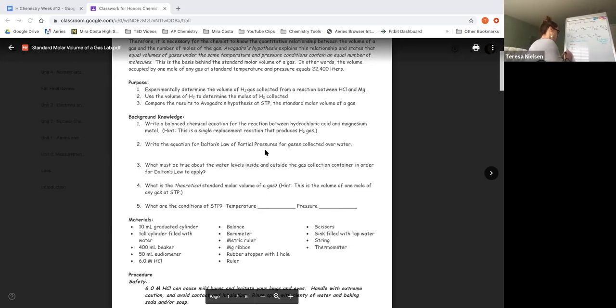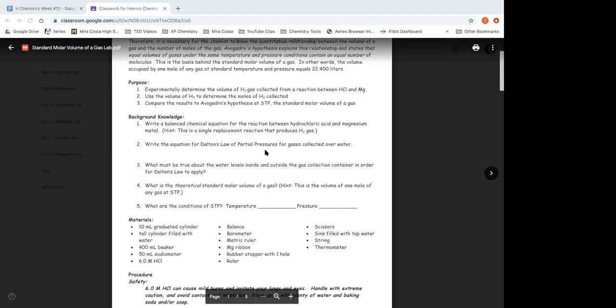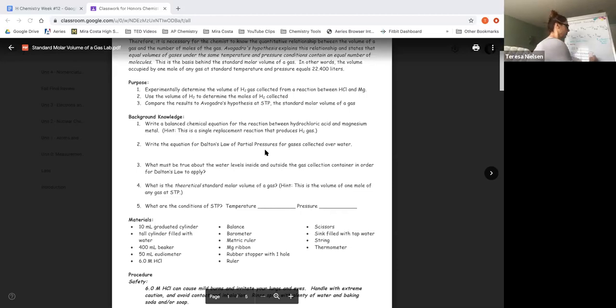Okay, and then question 5, we just went over this. Conditions of STP: the temperature is 0 degrees Celsius or 273 Kelvin, and the pressure is 1 atmosphere. Those are standard conditions, STP. Any questions about those background knowledge?